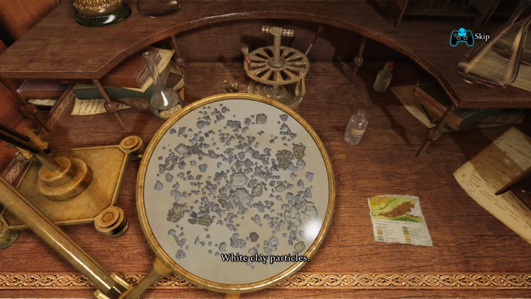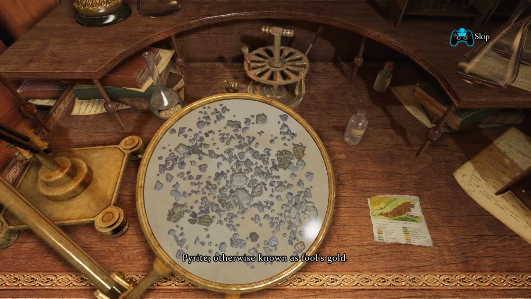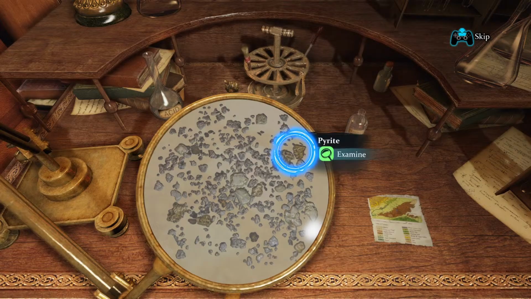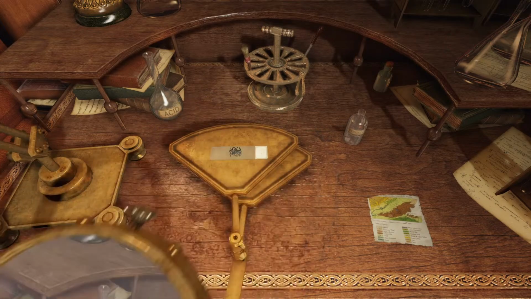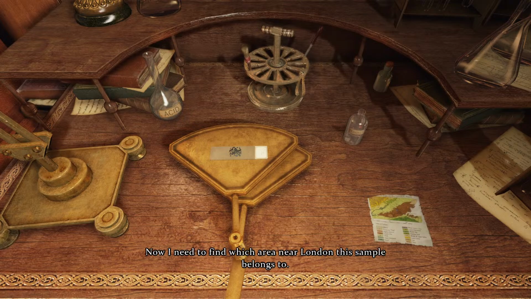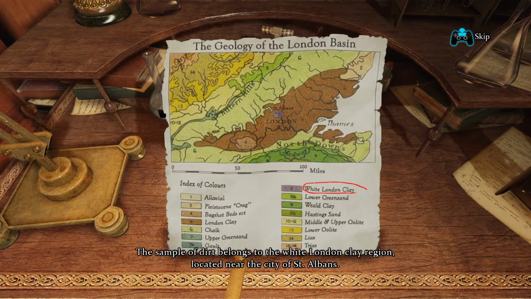White clay particles. Pyrite, otherwise known as fool's gold. Pyrite. Selenite. Interesting. According to the color and its composition, I deduce that this sample is white clay. Now, I need to find which area near London this sample belongs to. The sample of dirt belongs to the White London clay region, located near the city of St. Albans.